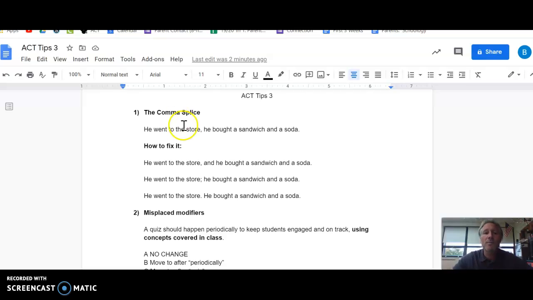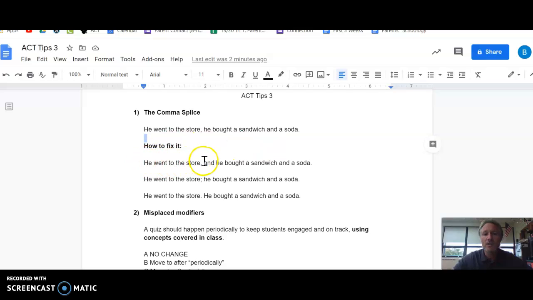A comma splice is when people put a comma, like right here, between two full sentences, two complete clauses. He went to the store. That stands alone. He bought a sandwich and a soda. That also stands alone. There are three ways to fix this. So when you're looking for the options on the ACT, look for one of these.